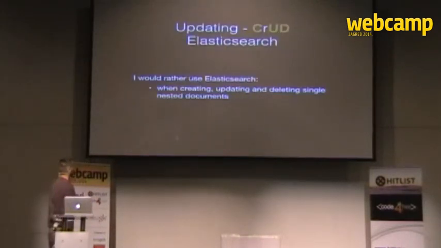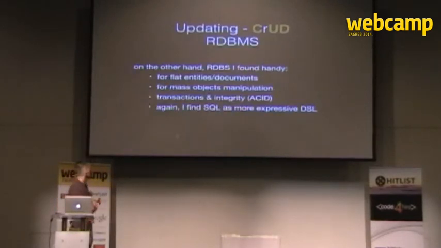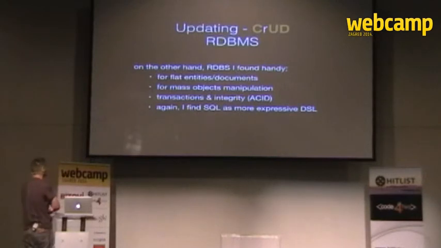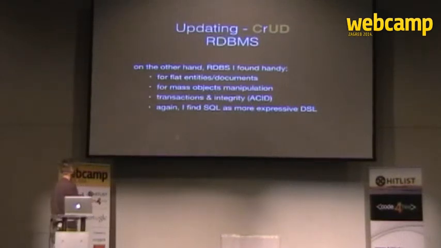Updating, this is the create, update, delete part of the analysis. So I would rather use Elasticsearch when I deal with single nested documents. On the other hand, I would rather use relational databases for flat entities and documents, and for mass object manipulation, for example, changing a lot of records in the database.